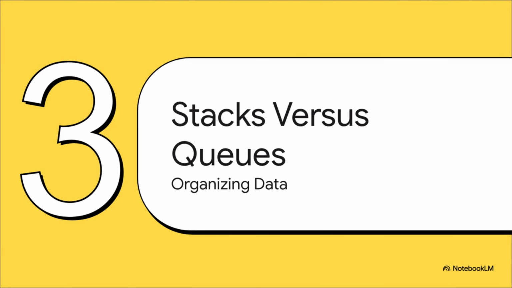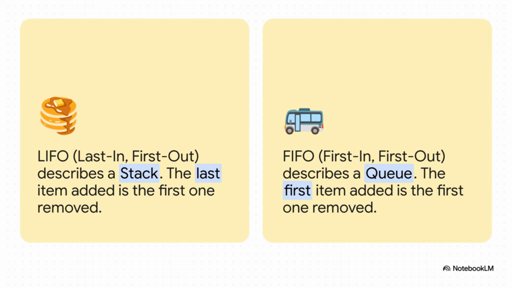Okay, so we've got our recipes for sorting and searching. But where does the data itself actually live while the computer is working on it? That's where something called data structures come in. And we're going to look at two of the most basic and important ones, stacks and queues. So, what's the difference between them? Honestly, it all comes down to two simple little acronyms, LIFO and FIFO. LIFO means last in, first out, and that's how a stack works. FIFO means first in, first out, and that describes a queue.